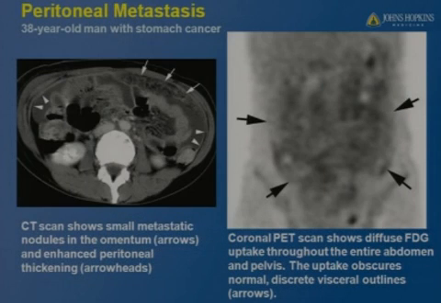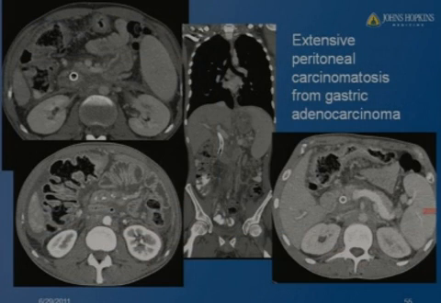And in this patient, again a 38-year-old man with stomach cancer, there are extensive metastatic nodules and parietal peritoneal enhancement. And in the FDG, all we see is diffuse, hazy, increased activity throughout the abdomen with obscuration of the normal visceral outlines. Another patient: you see, every patient looks about the same.